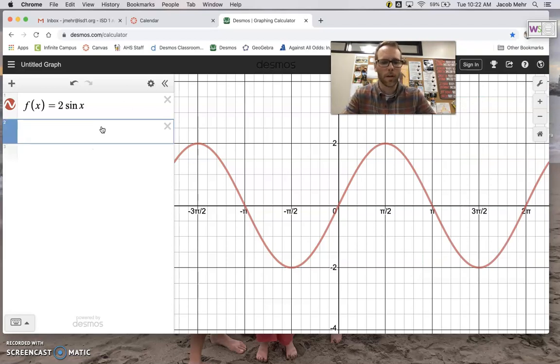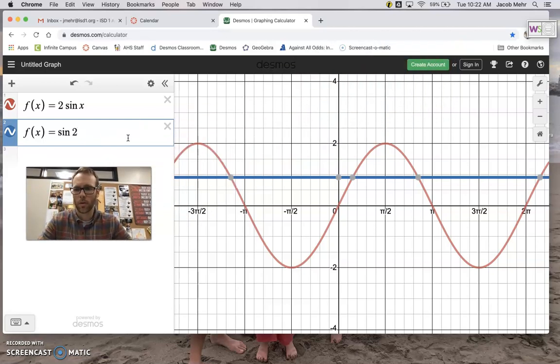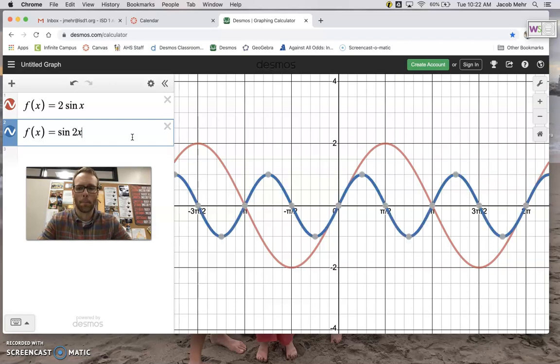Okay, now let's put in our other function, which was the sine of 2x. Now we know if we put that 2 there, we know that is going to condense horizontally and shorten up that period. So the sine of 2x we know still has an amplitude of 1, and its period is just pi now instead of 2 pi. So that's what the graph of those two functions look like.